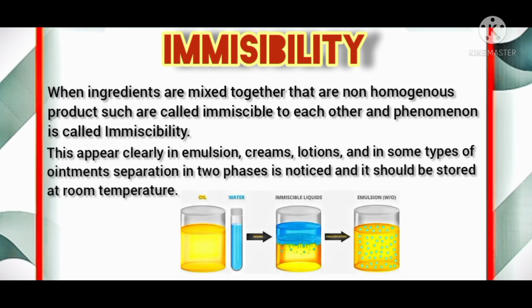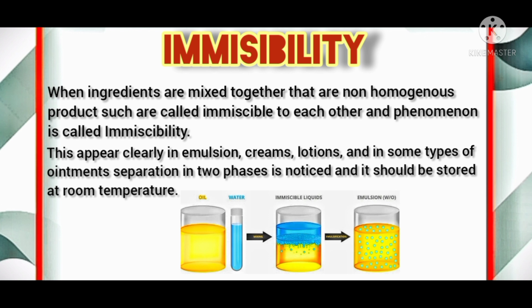Immiscibility. When ingredients that are non-homogeneous with each other, or we can say immiscible to each other, are mixed together, the condition is known as immiscibility. In preparations like emulsions, cream, lotions and some types of ointment, this condition appears clearly. Separation of two phases is noticed and therefore temperature should be maintained by storing them at room temperature.